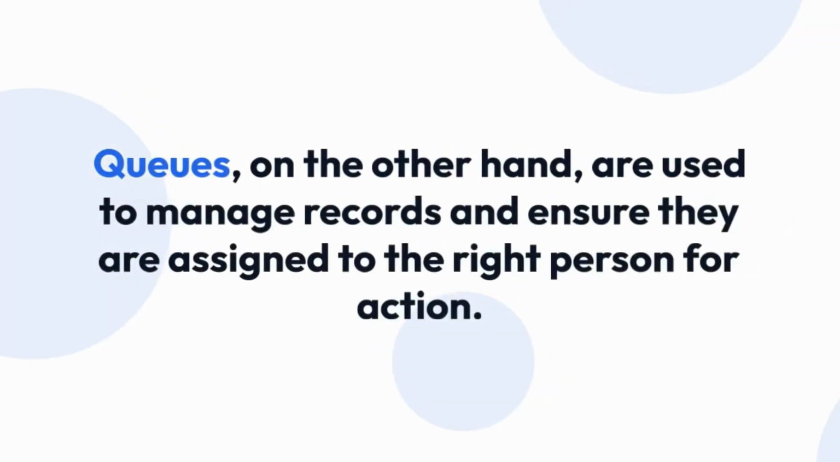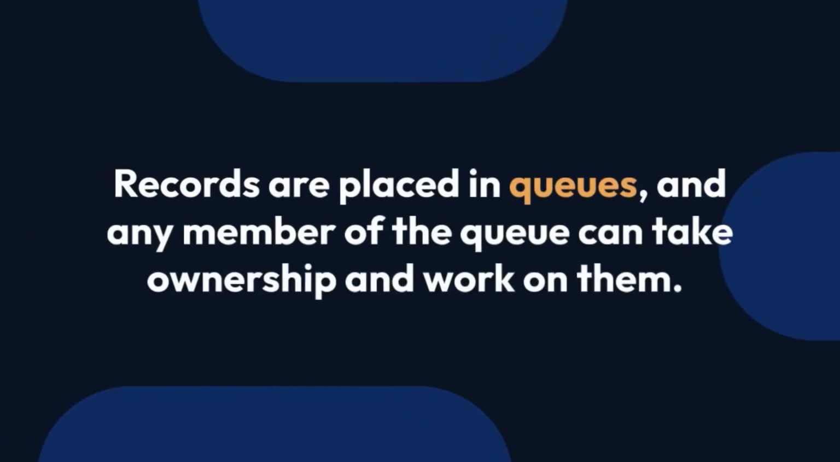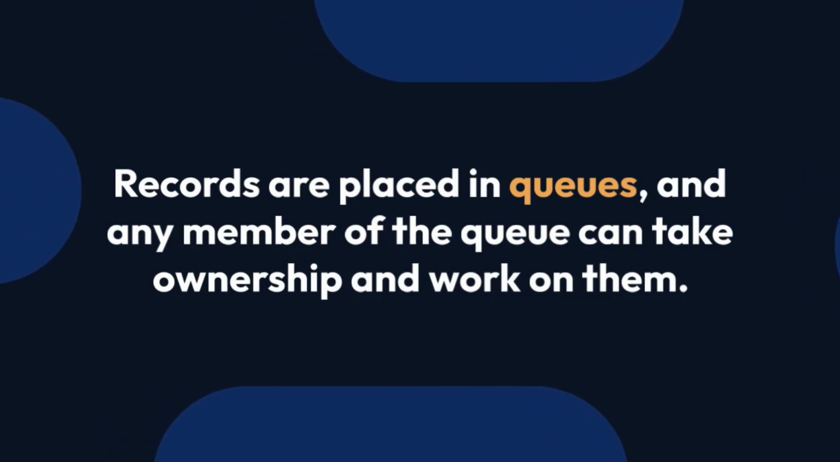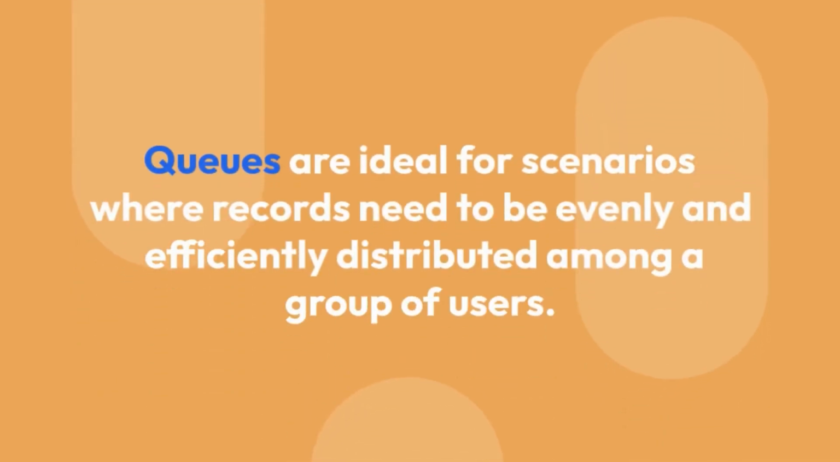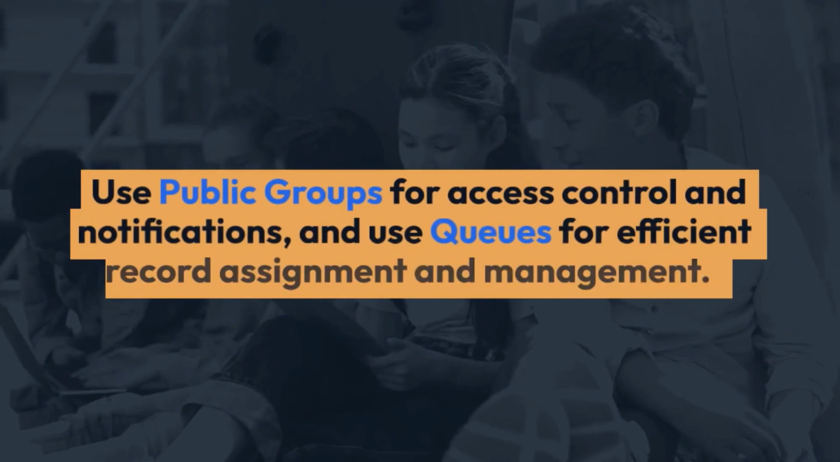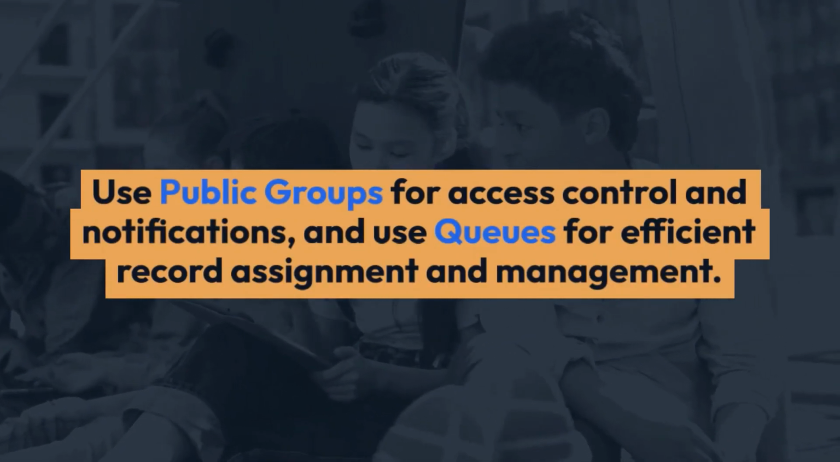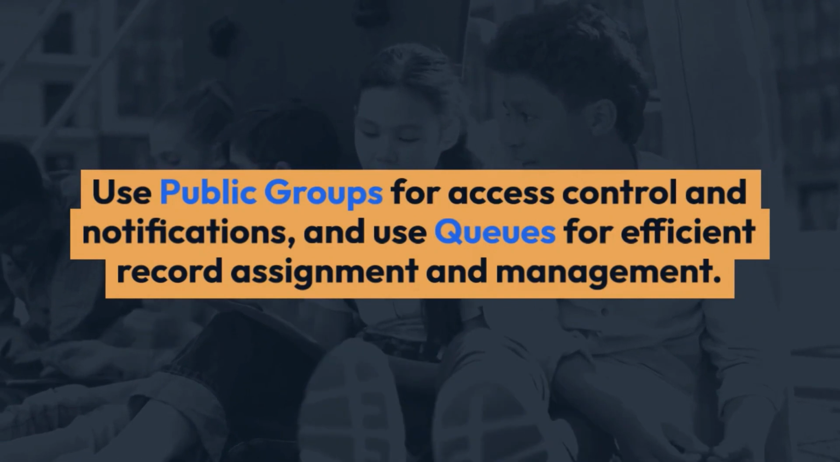Queues, on the other hand, are used to manage records and ensure they are assigned to the right person for action. Records are placed in queues, and any member of the queue can take ownership and work on them. Queues are ideal for scenarios where records need to be evenly and efficiently distributed among a group of users. Use public groups for access control and notifications, and use queues for efficient record assignment and management.